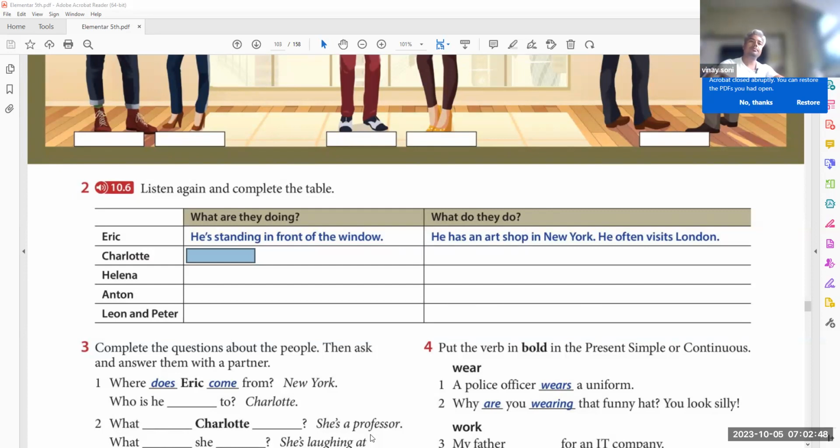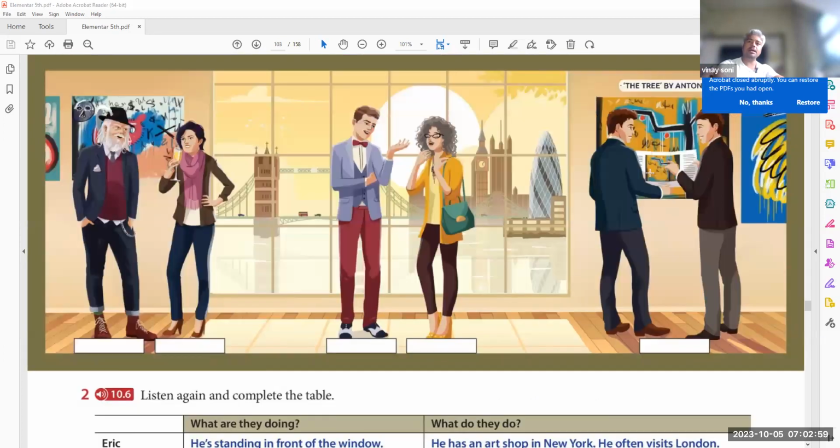The guys with the brochure that they're looking at. Who are those two? The guys with the brochure. Brochure. B-R-O-C-H-U-R-E. The spelling is funny. Brochure.